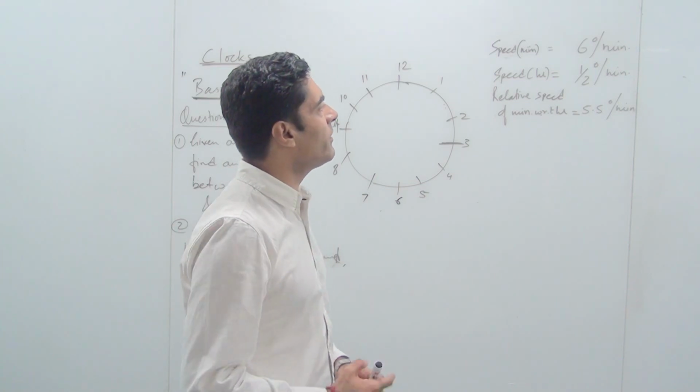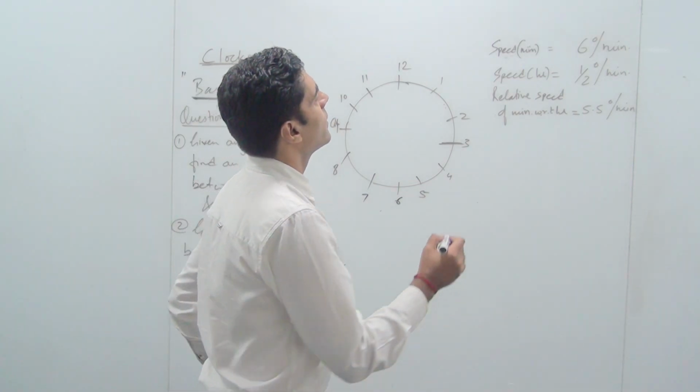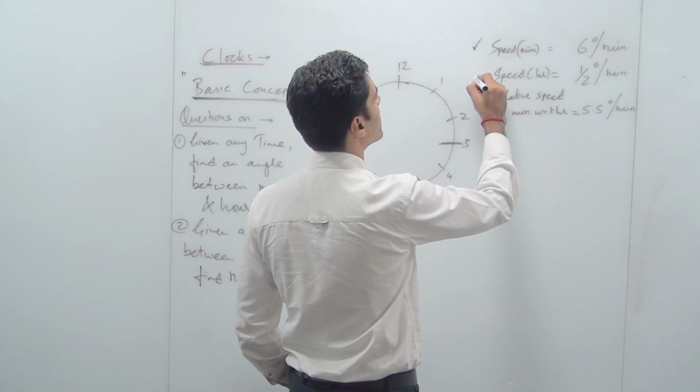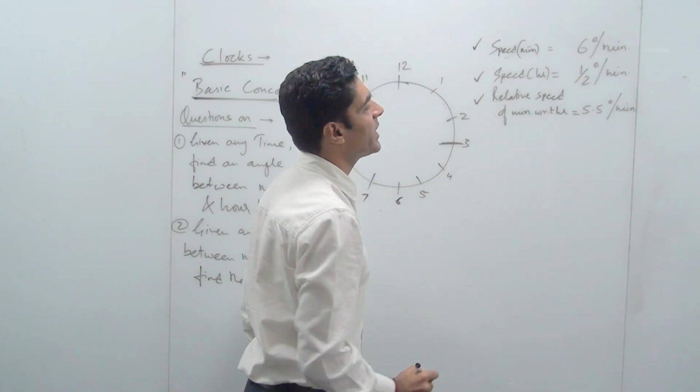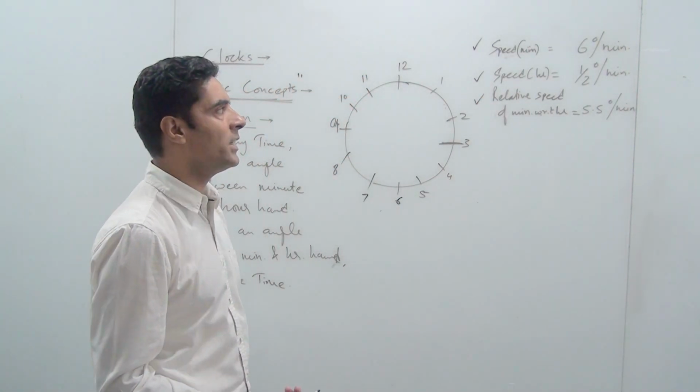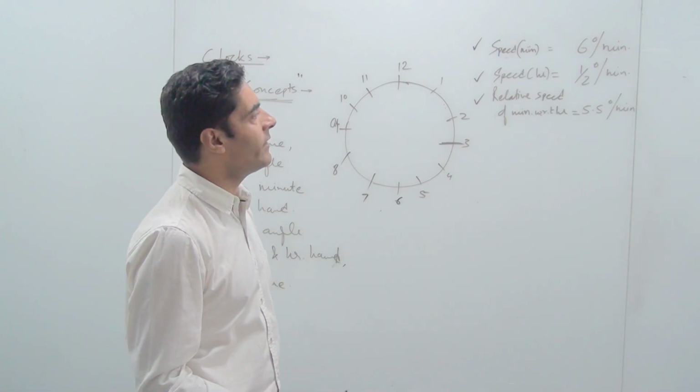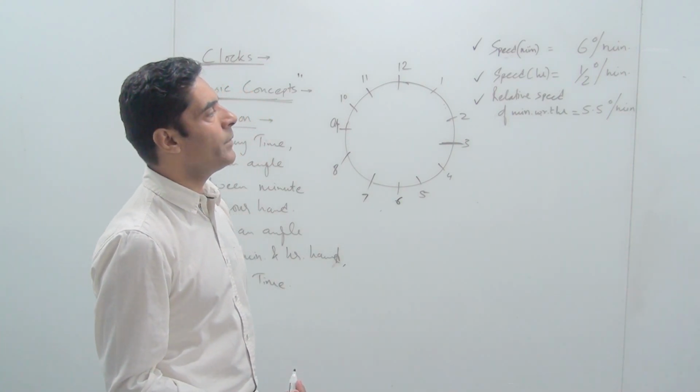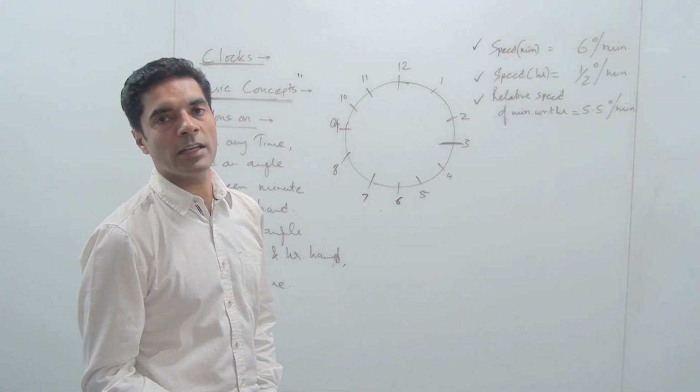Three important concepts that we have seen in the last session were the speed of minute hand, speed of hour hand and relative speed of minute with respect to hour. Speed of minute hand we calculated as 6 degrees per minute, that of hour hand was half degree per minute, and relative speed of minute with respect to hour was 5.5 degrees per minute.